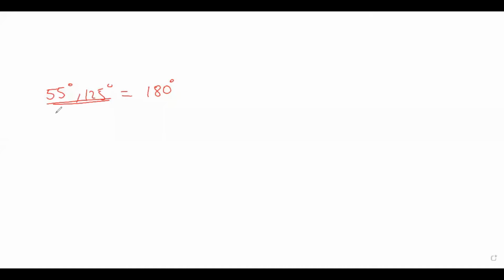In the same way, question number 4, part 6. The angles are 72 degrees and 18 degrees. If you add both, you will get 90 degrees. That means they are complementary angles. 72 degrees is the complementary angle of 18 degrees, and 18 degrees is the complementary angle of 72 degrees.